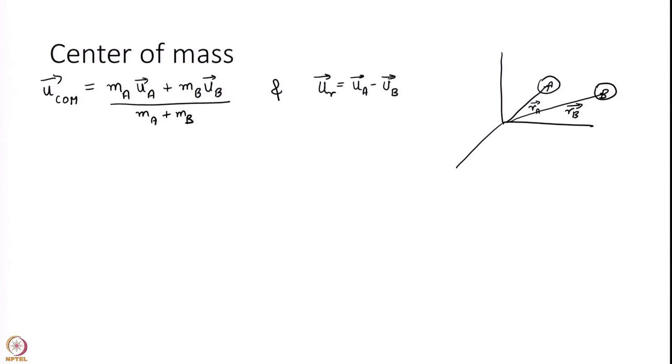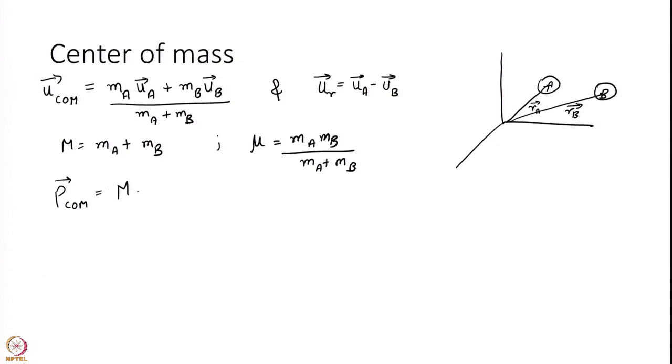Now, let us define these total masses as well. So, I define capital M to be M_A plus M_B. And we will need one more quantity, the reason for which you will see soon enough. This is called the reduced mass. So, effectively we define P_COM as M U_COM and P relative as mu U_R.